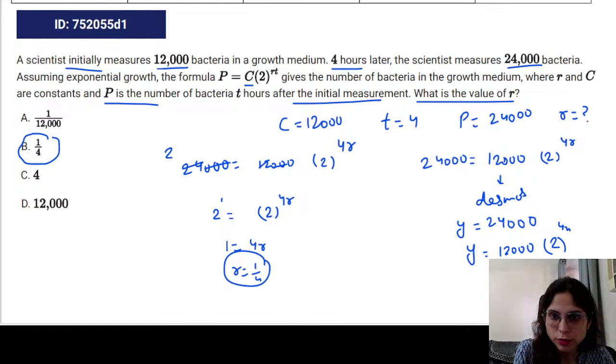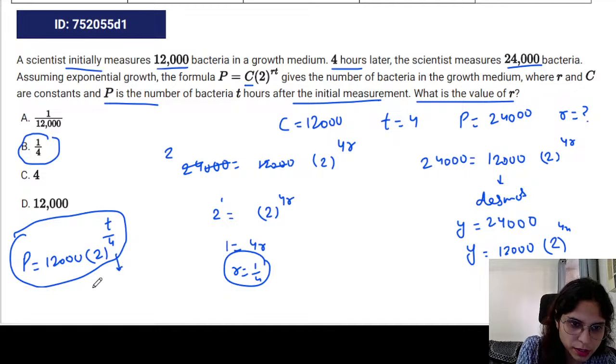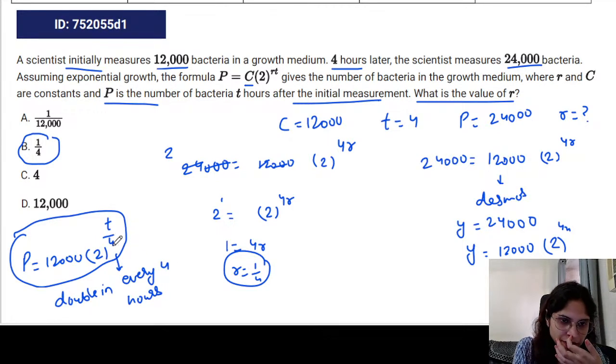Okay, I want to tell you one more thing. Now you can see 24,000 is double of 12,000. So you're doubling in every 4 hours. So this equation has to be P equals 12,000 times 2 to the power T over 4. This equation means you're doubling in every 4 hours. So the value of r is going to be 1/4.